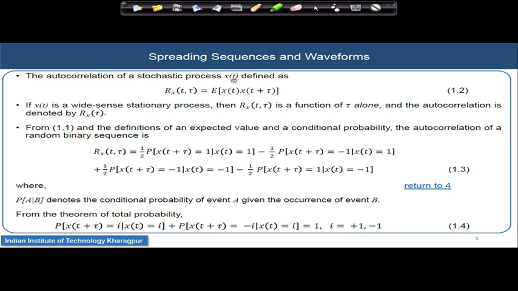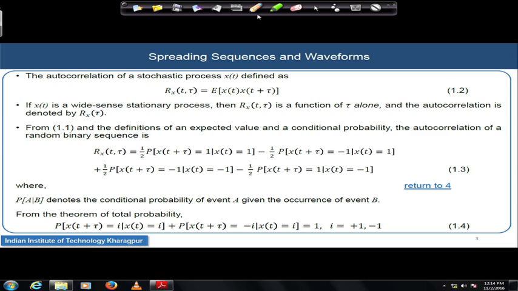Let us start understanding the autocorrelation of a stochastic process. Define a process x(t). The autocorrelation property R_x(t, tau) will be given by the expected value of x(t) with its delayed version x(t plus tau), where tau is the delay. So, we have a process and its delayed version, and we are taking the expected value of x(t) into x(t plus tau).